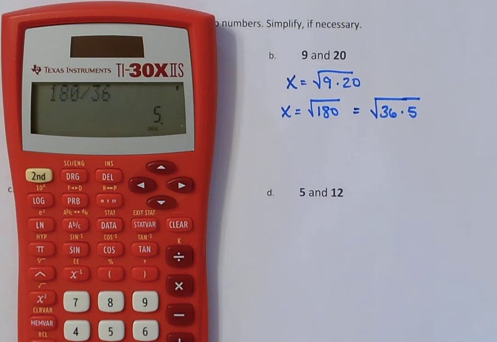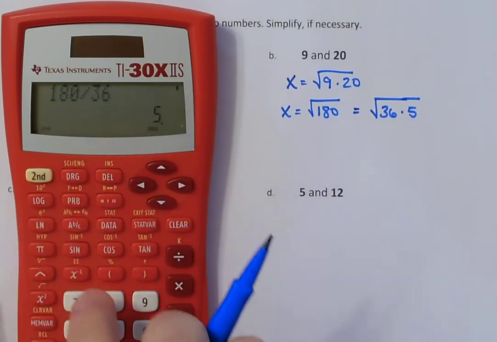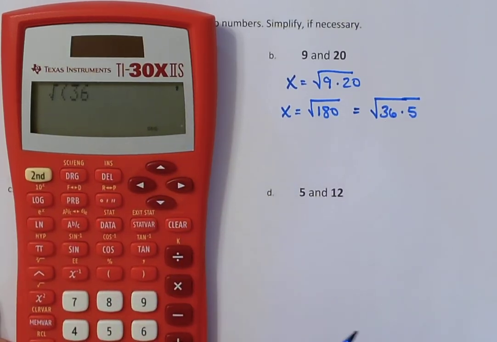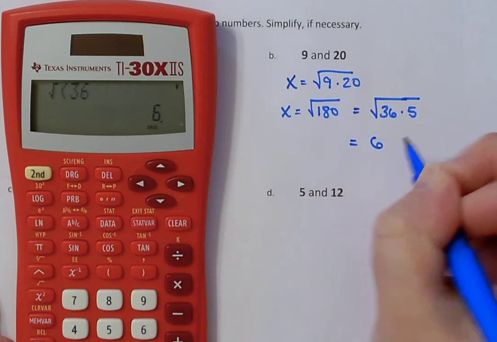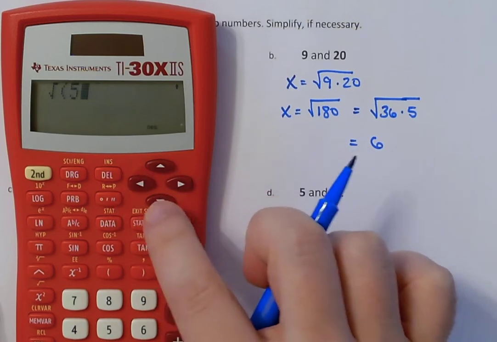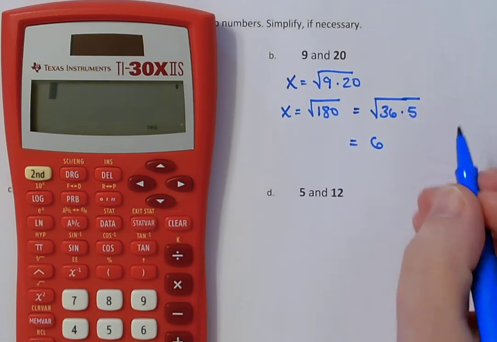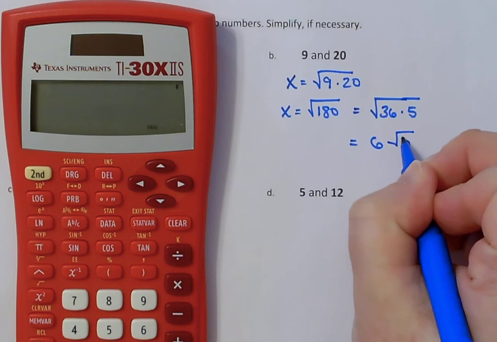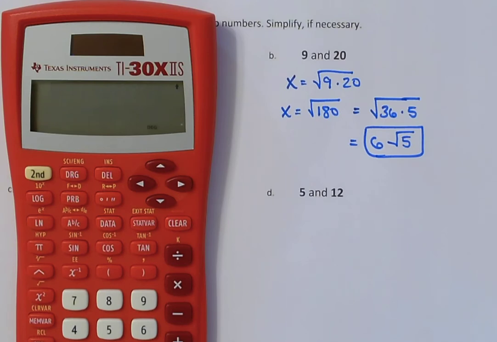Now, to further simplify, because 36 is the perfect square, we can take the square root of that. So if I take the square root of 36, we end up with 6. And 5, I can't take the square root of. It's not a perfect square. It's just going to give me a decimal. This is kind of considered our remainder. So we're just going to leave this as the square root of 5. So 6 times the square root of 5 is going to give us our answer for the geometric mean between 9 and 20 if we are simplifying the square root.